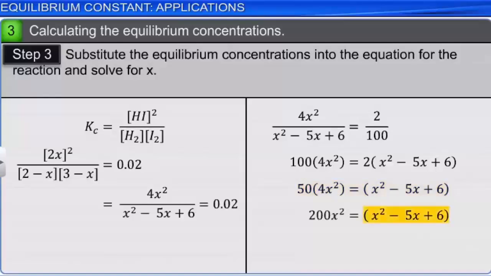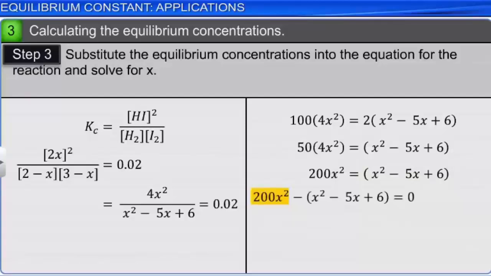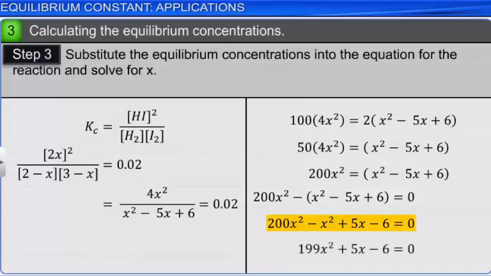This equation can be written as 200x square minus x square minus 5x plus 6 is equal to 0. This becomes equal to 200x square minus x square plus 5x minus 6 is equal to 0. This is equal to 199x square plus 5x minus 6 is equal to 0.